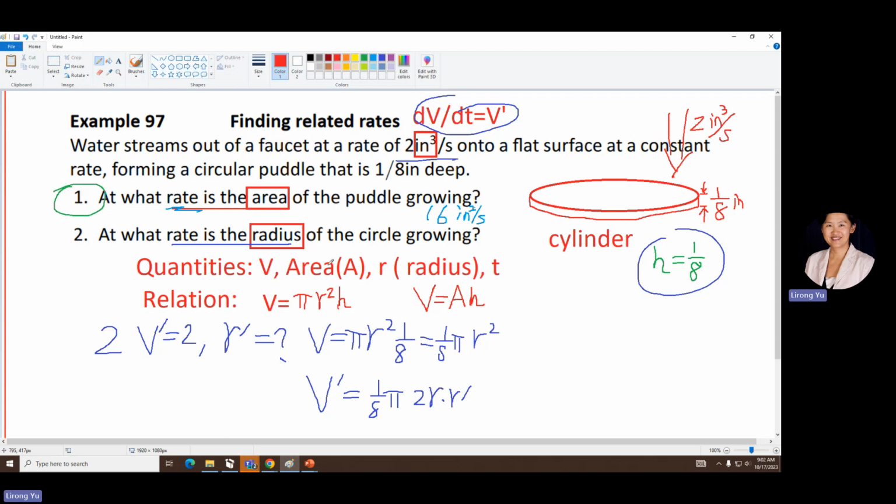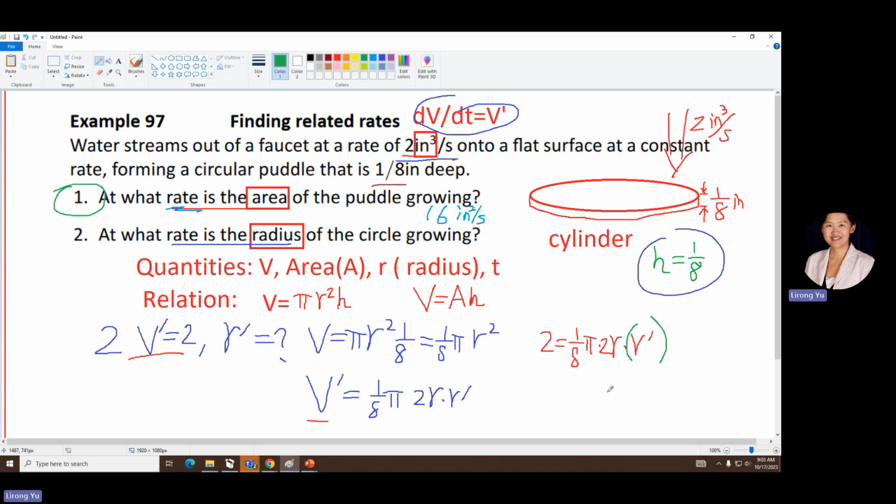We plug in the 2 for the V prime, and we'll have 2 is equal to 1/8 pi times 2R times the R prime. We really don't have the value of R. So if you want to calculate the R prime, that's the quantity we're calculating, all the other quantities will be combined and divided out to the other side of the equation.